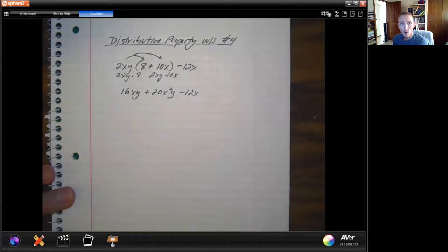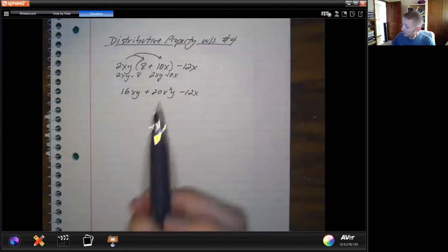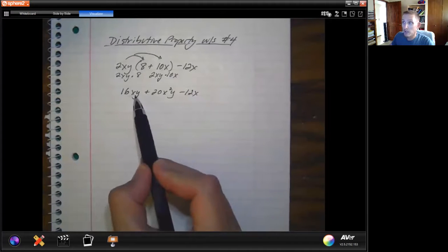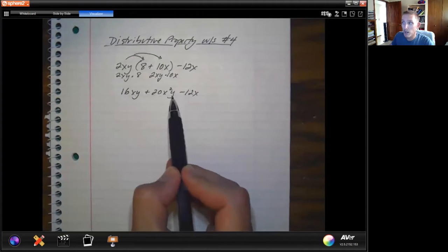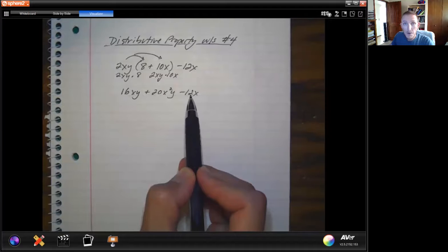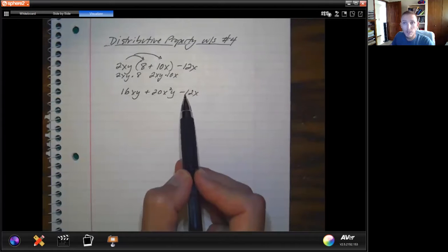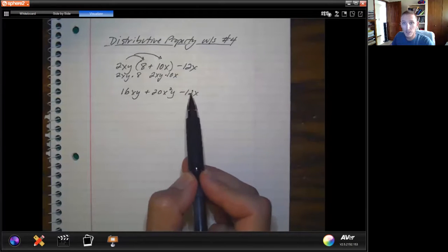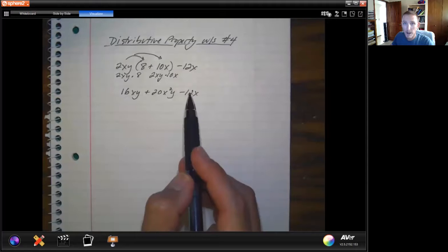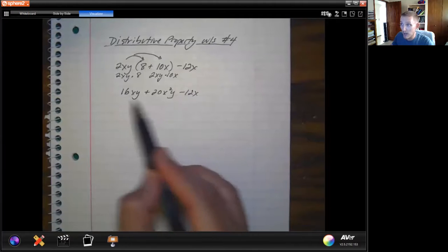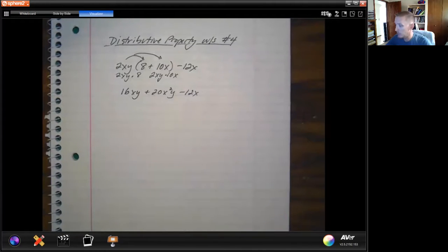After you distribute, you always need to look for like terms. Well, if I look at this particular problem here, I have 16xy plus 20x squared y minus 12x. None of those are like terms because none of the variables and exponents are an exact match. They have to be an exact match before you can combine. So this would be your answer to that particular example.